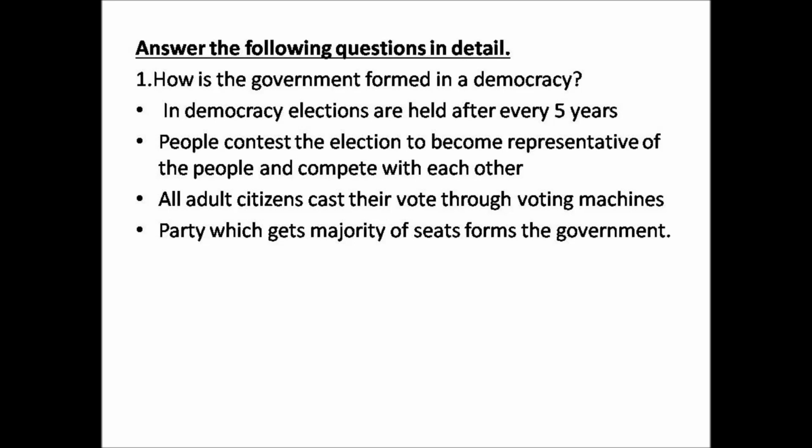The first step is, in a democracy, elections are held every 5 years. And people contest the election to become a representative of the people and compete with each other. All adult citizens cast their vote through a voting machine. And after voting, counting is held and the party which gets the majority of seats forms the government. So this is how the government is formed in a democracy.